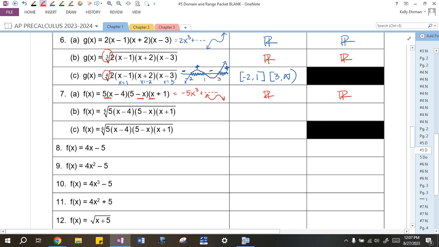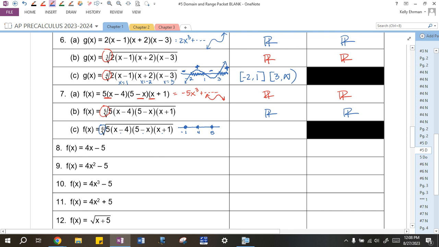If that same polynomial is under an odd root, what can I plug in? Anything. What can I get out? Anything. If I put it under an even root, now I've got to think about where the thing is positive and where it's negative. I want the positives. There are 3 different values that will make this 0. We've got -1, +5, and +4. So in order, -1, 4, and 5.